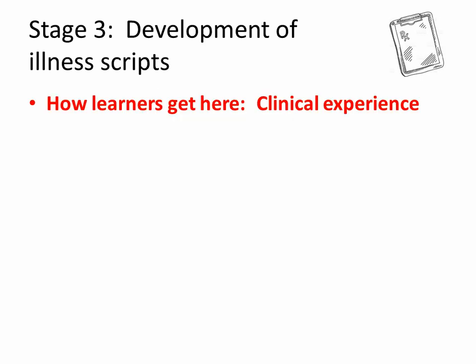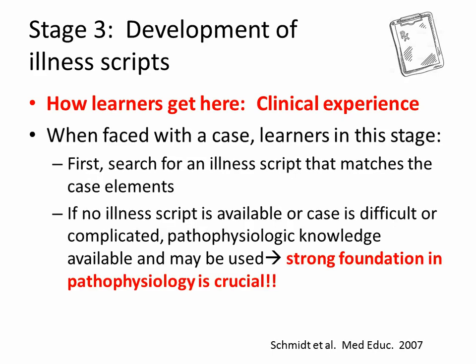How do learners get here? It's thought that clinical and patient-based experience is very important for this, not surprisingly. And in general, when faced with a case, learners in this stage will first search for an illness script that matches the elements of the case. And then, if no illness script is available or the case is difficult or complicated, go back to their pathophysiologic knowledge and use it. And I think this is important, one, because of what you said, Carla.